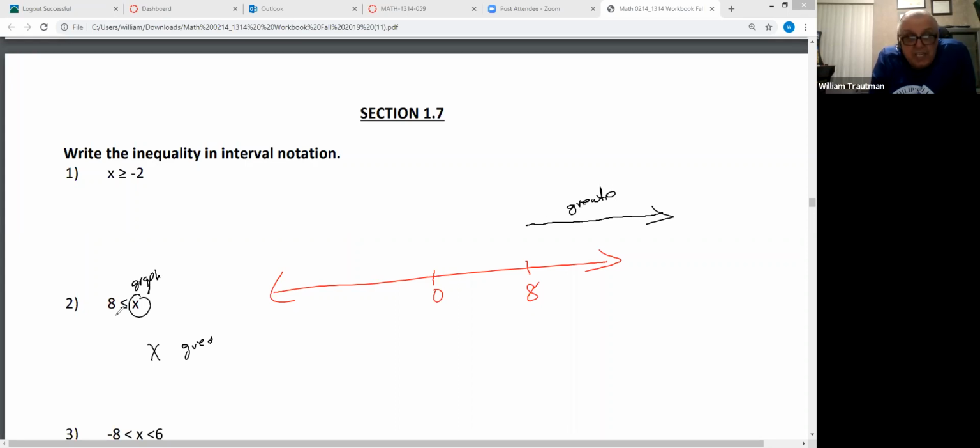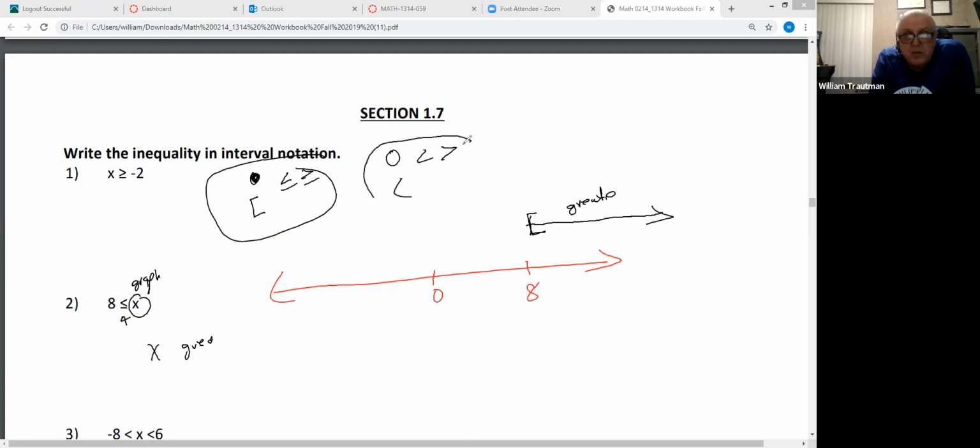Greater than 8. It equals 8. So we can use the bracket. Remember, you can use this for a bracket when we have less than or equal to or greater than or equal to. But it's an open circle if we have less than or greater than, or parentheses. So either of those works. So the interval notation, once you graph it, we're done.